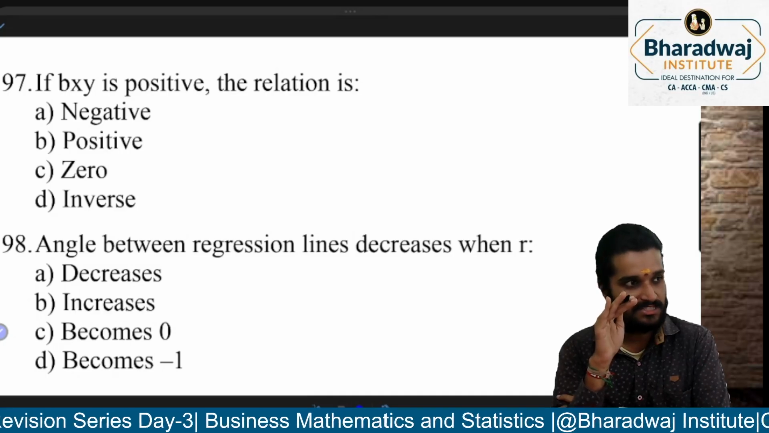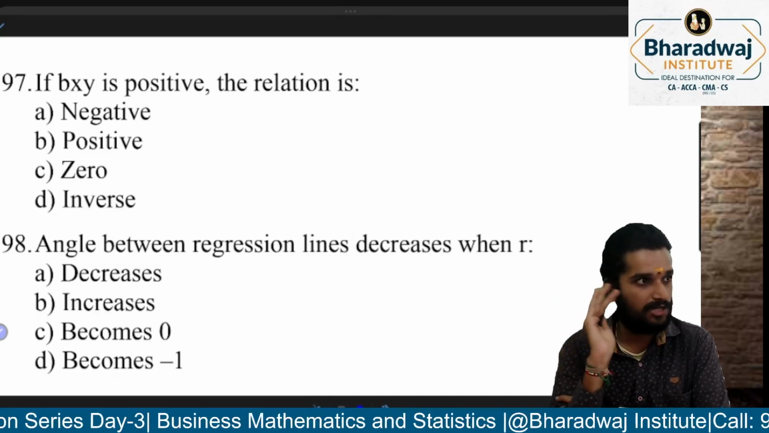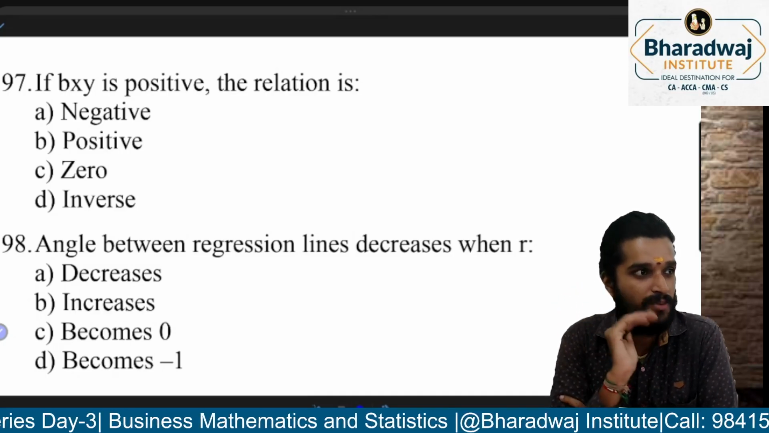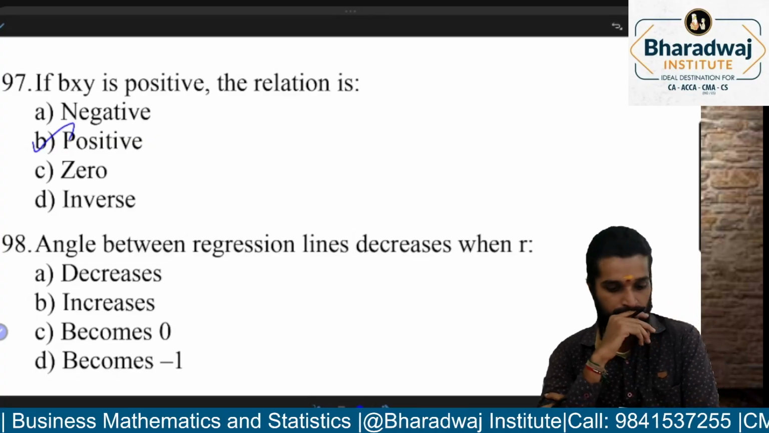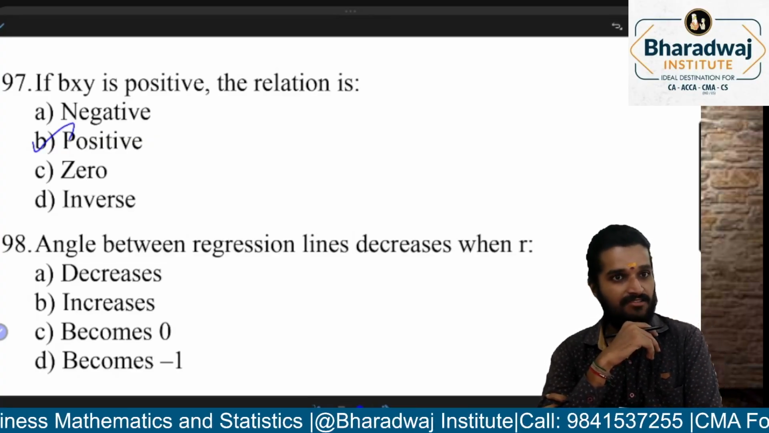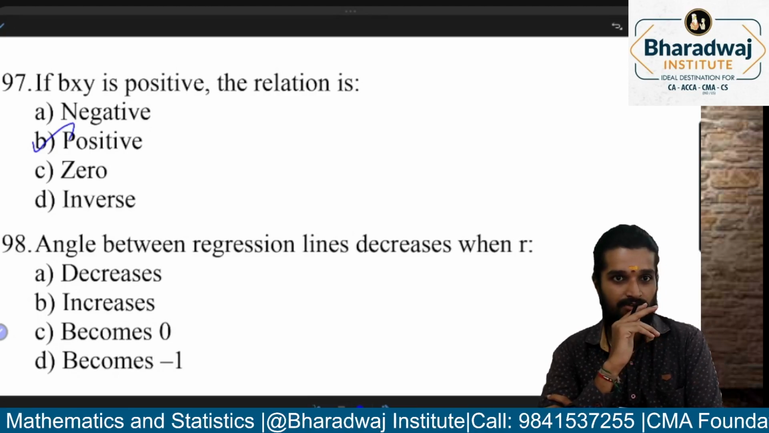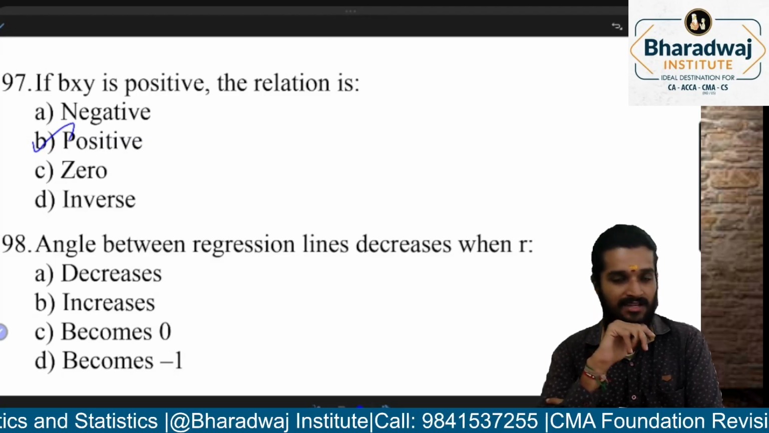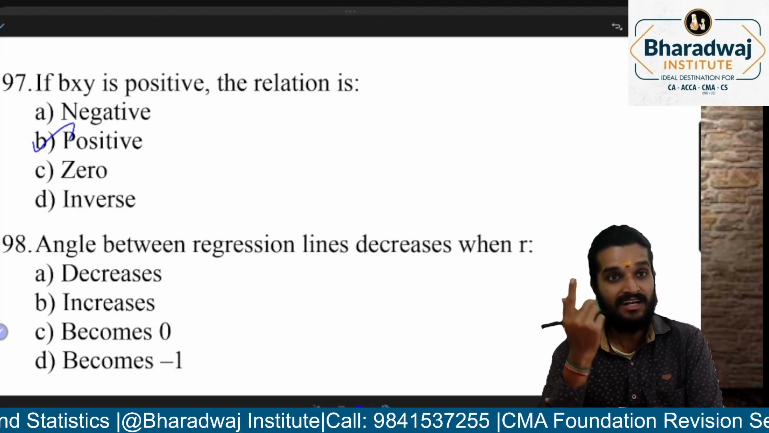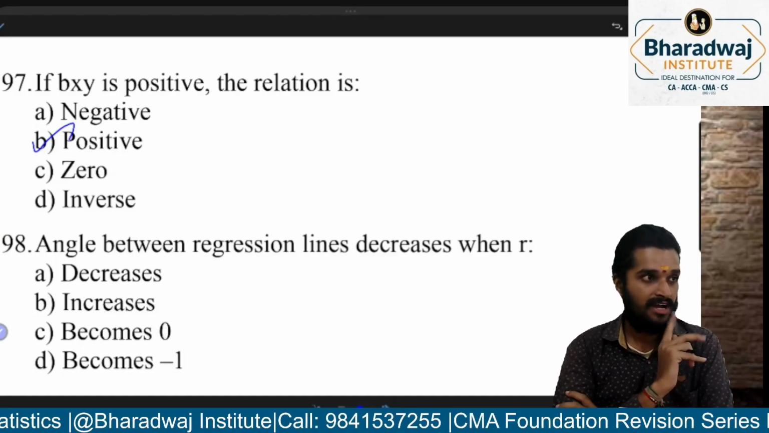If Byx is positive, then Bxy will also be positive. Correlation coefficient will also be positive. Then the relationship is a positive relation. When will it be a negative relation? When the correlation coefficient is negative, which means an increase in one variable results in a decrease in another variable, and vice versa.